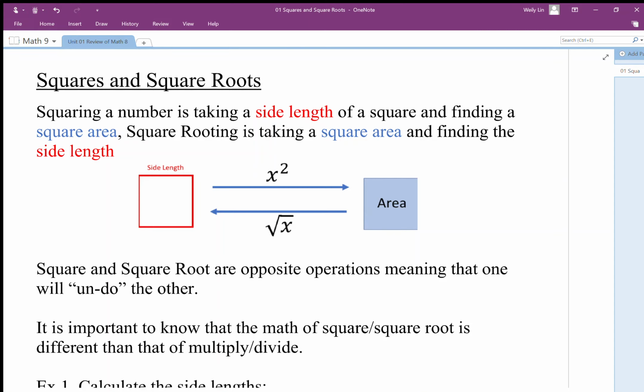Going to start today by taking a look at squares and square roots. And it's important to know exactly what squares and square roots do. One thing we want to do is differentiate squaring from multiplying and square roots from division. Squares and square roots are not the same as multiplication and division.